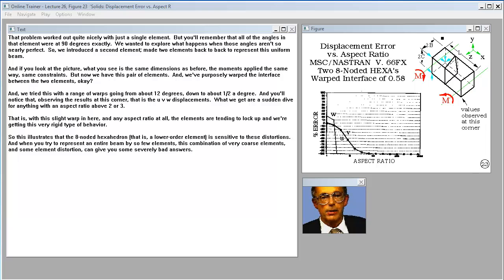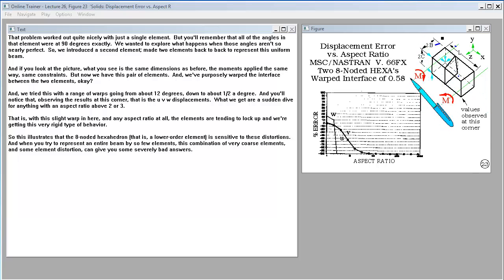That problem worked out quite nicely with just a single element, but you'll remember that all of the angles in that element were at 90 degrees exactly. We wanted to explore what happens when those angles aren't so nearly perfect, so we introduced a second element, made 2 elements back to back to represent this uniform beam. And if you look at the picture, what you see is the same dimensions as before, the moments applied the same way, same constraints, but now we have this pair of elements, and we've purposely warped the interface between the 2 elements.